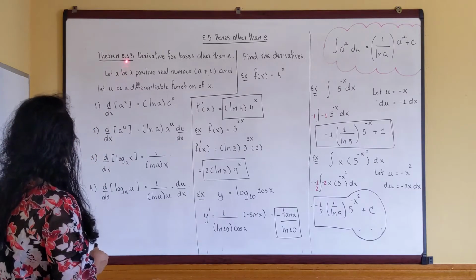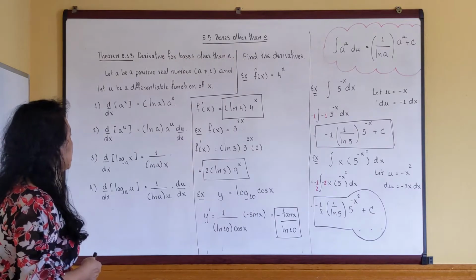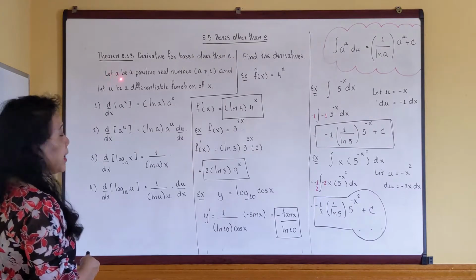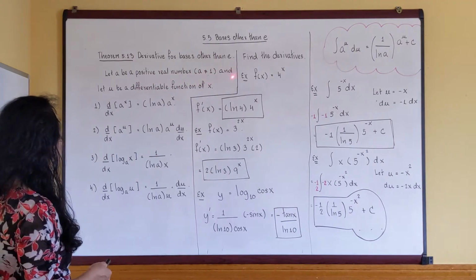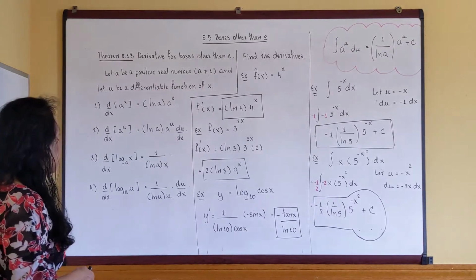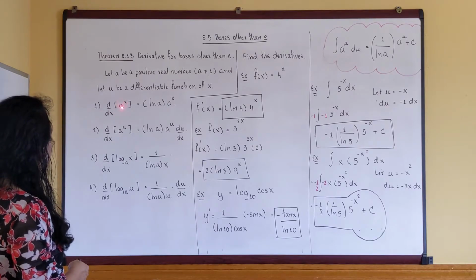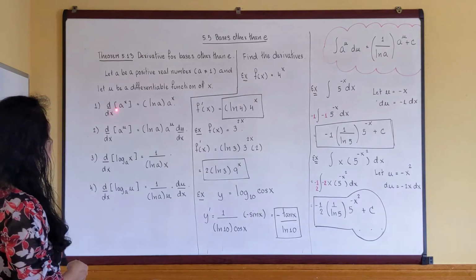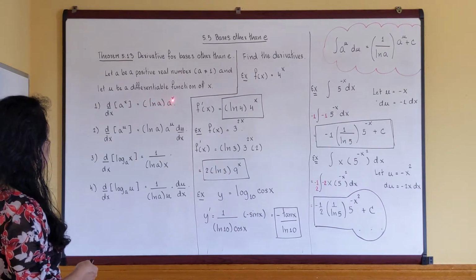This is theorem 5.13, derivative for base other than base e. Let a be a positive real number not equal to 1, and let u be a differentiable function of x. The first one is that if you want to take the derivative of a to the x, where a is any positive real number, it's going to equal ln a times a to the x.